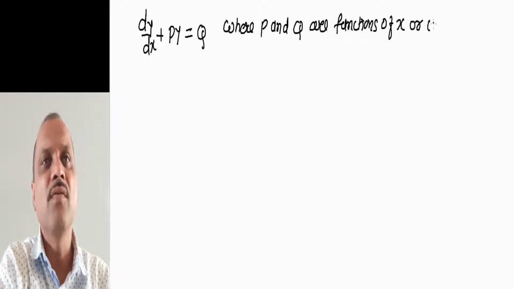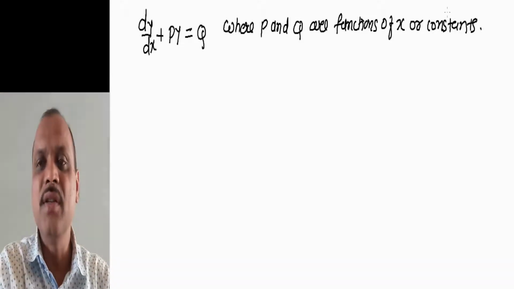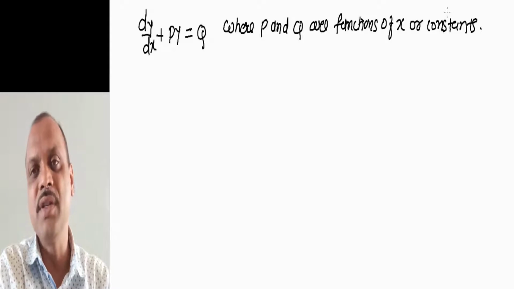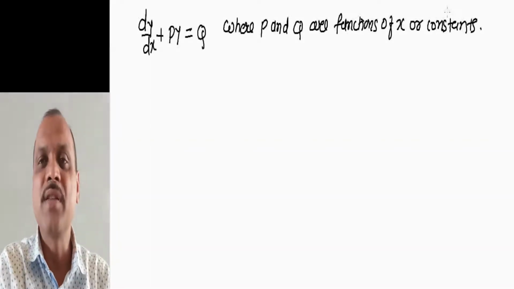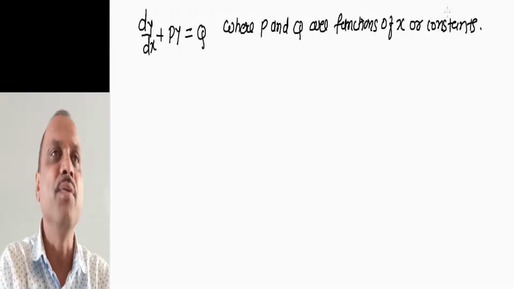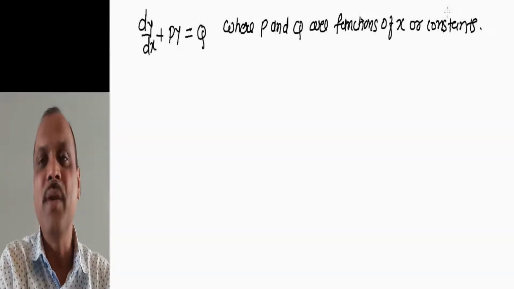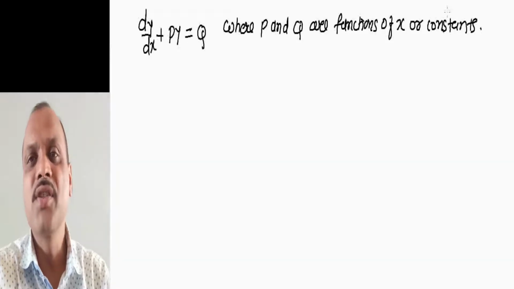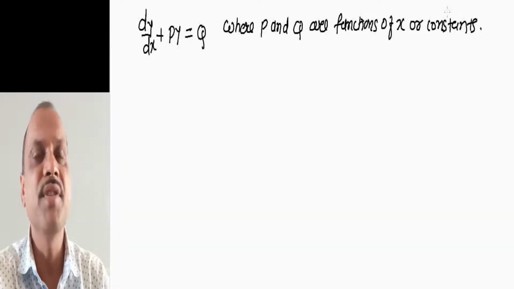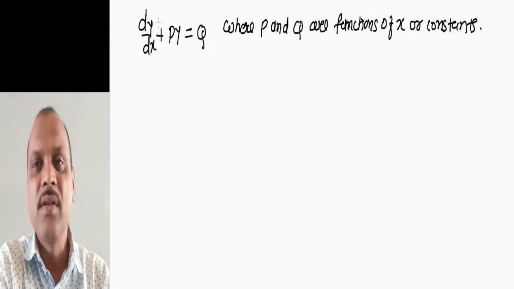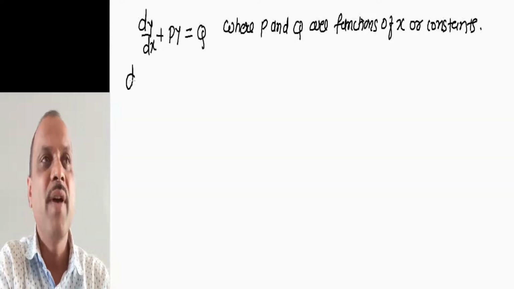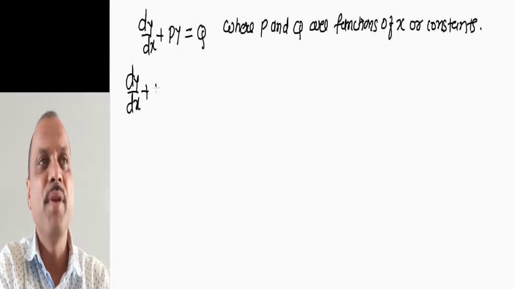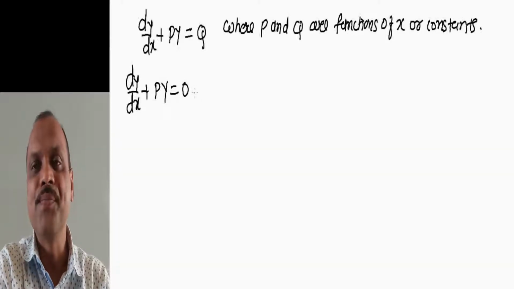x or constants. In this case, the general form of the linear differential equation is of the type dy by dx plus py equal to q, where p and q are functions of x or constants. Now let us solve these equations. First, consider the part dy by dx plus py equal to 0.